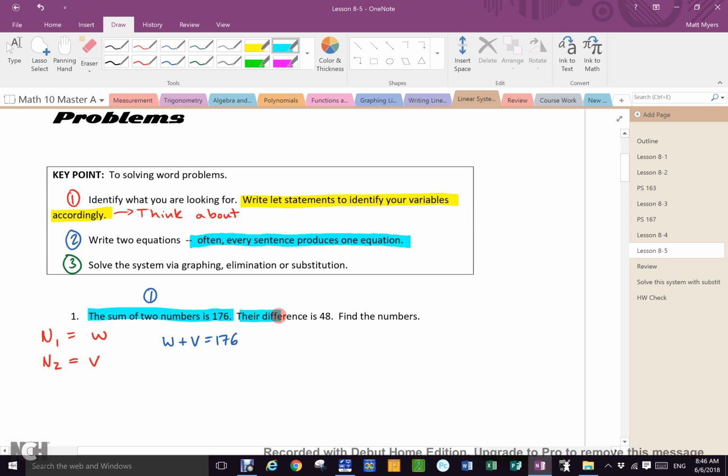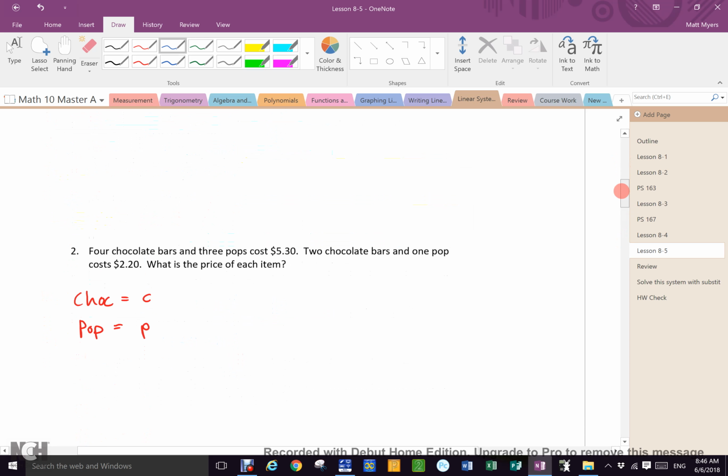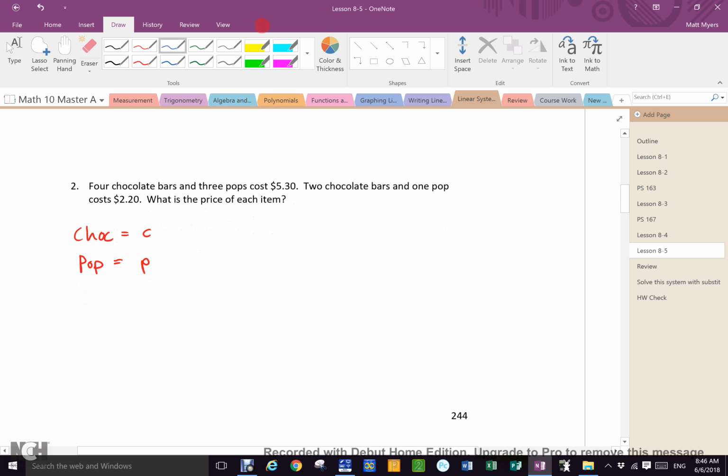Here is a second sentence. So that must give me a second equation. What is it? Not plus. W minus V equals 48. Does everybody see that? Everybody understand? Great. Go to number 2 and do that with the C and the P. There is the first sentence. There is the second sentence. I'll wait 30 seconds whilst you try to figure it out.